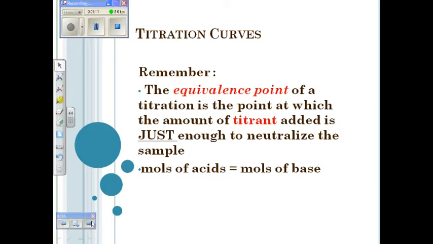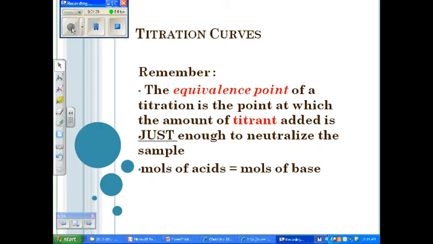The equivalence point, so write this down. The equivalence point of a titration is the point at which the amount of titrant, remember the titrant is what's in your burette, the amount of titrant added is just enough to neutralize the sample. Just enough. At the equivalence point, the moles of acid equal the moles of base.